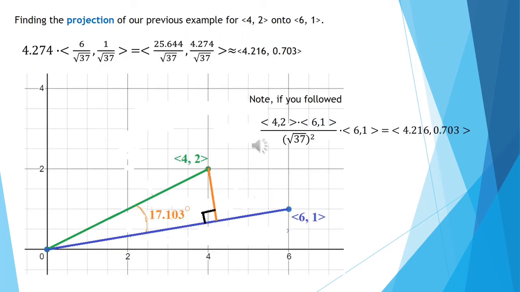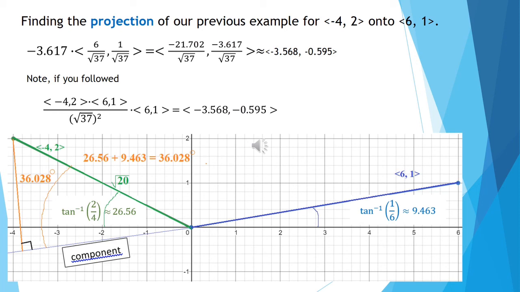So following that advice for the example that we did earlier, our component was 4.274. If I multiply that by the unit vector in the direction of B, I'm projecting onto 6, 1. So I'm multiplying 4.274 by the unit vector in the direction of 6, 1. And I will end up with the vector 4.216 for the x and 0.703 for the y. I also could just follow the formula that I had written on the bottom right hand of the previous slide and notice that we get the same vector. So vector 4.216 for x, 0.703 for y is a vector that is pointing in the same direction as 6,1, but has length that is equal to the shadow that vector 4,2 would cast onto 6,1.